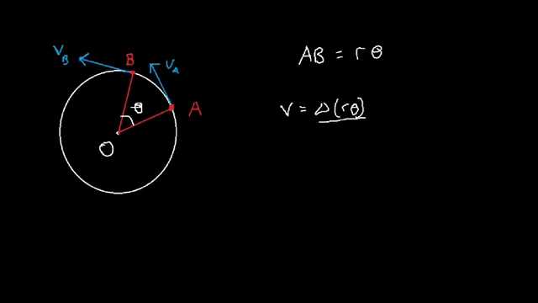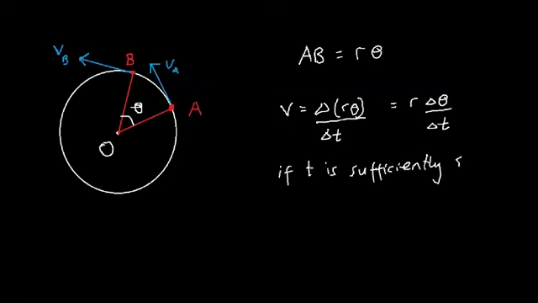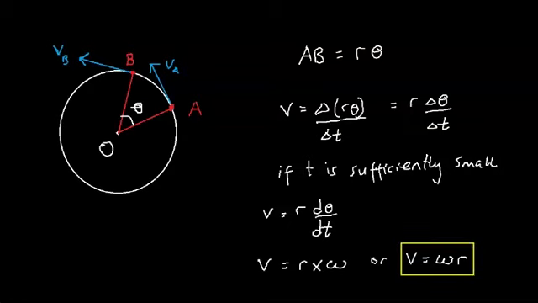We can then write v as d(r theta)/dt, which we can further write as r d theta/dt. Now, if t is sufficiently small, we can write v as r d theta/dt. And recall that our angular velocity, omega, is defined as d theta/dt. Thus, we can write v as r times omega, or v equals omega r.